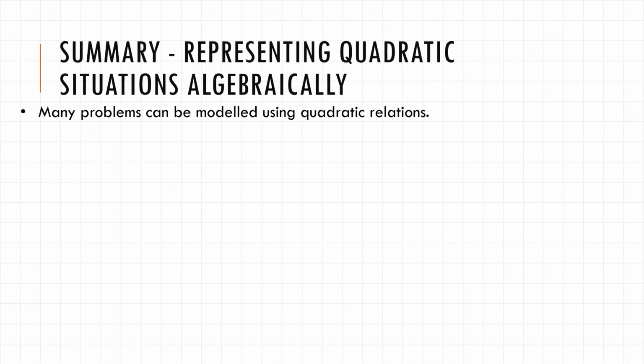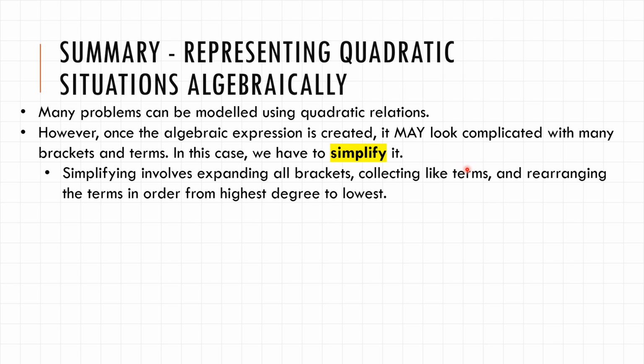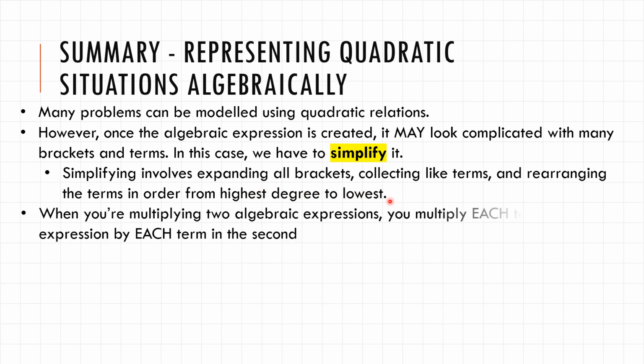When you have a situation in real life, you can model it using quadratic relations. Once you have created that algebraic expression, it may look really complicated until you simplify it. Simplifying involves expanding all the brackets and collecting any like terms, and finally rearranging the terms from the highest degree, so the exponent has to be the highest, to the lowest degree. When you are multiplying two algebraic expressions together, what you do is multiply each term in the first expression by each term in the second.